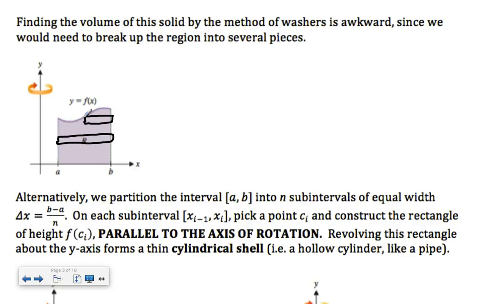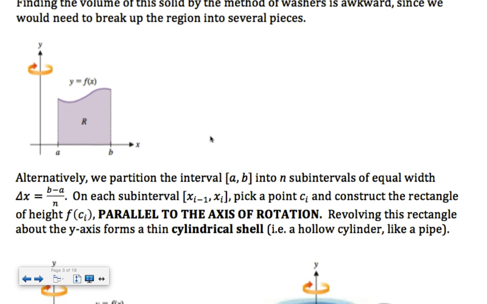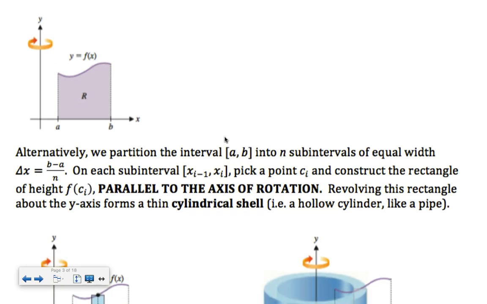Alternatively, we can partition a to b into n subintervals of equal length delta x, which is b minus a over n, which we know is how we set up a Riemann sum. And on each subinterval, we pick a point c sub i and construct a rectangle of height f of c sub i. This rectangle is going to be parallel to the axis of rotation, so the long side of our representative rectangle is parallel to the axis of rotation. Revolving this rectangle around the y-axis, we get a thin cylindrical shell.